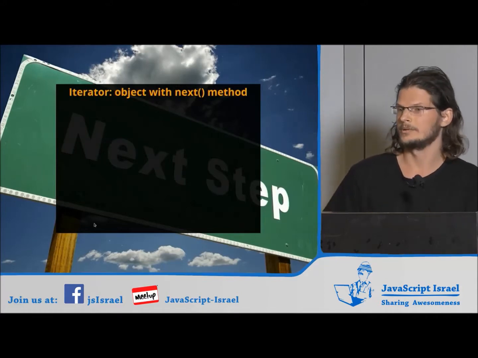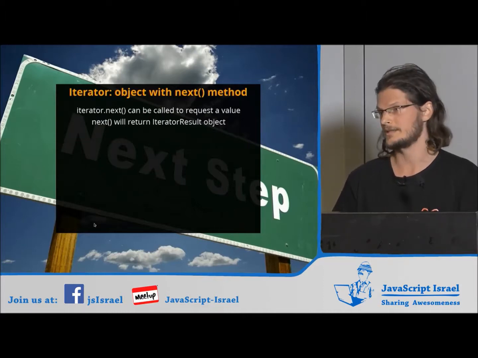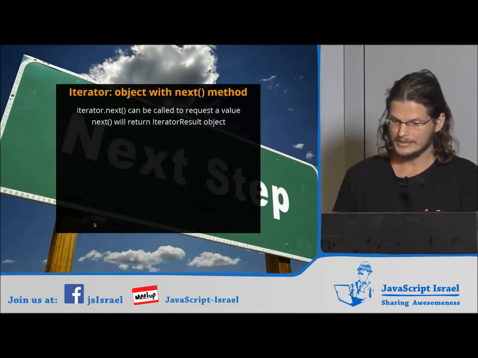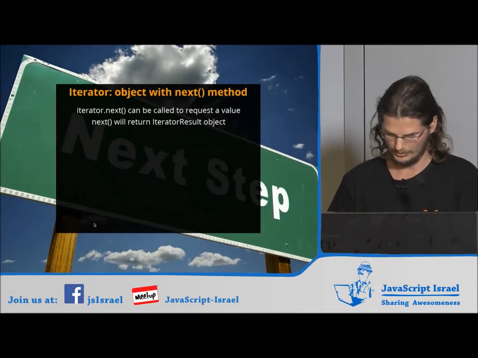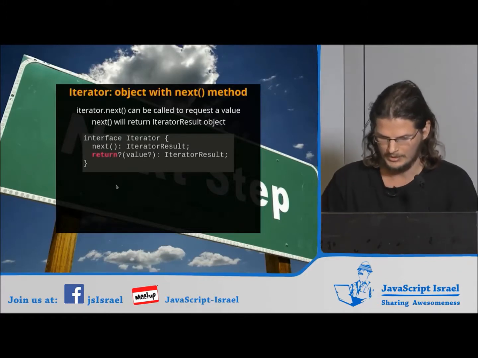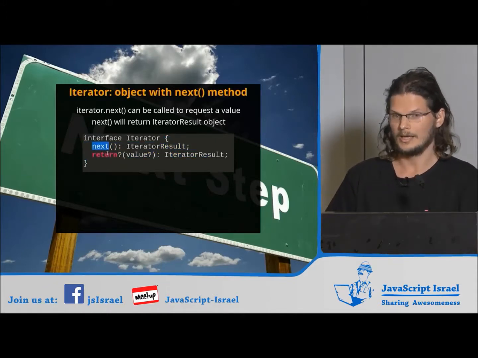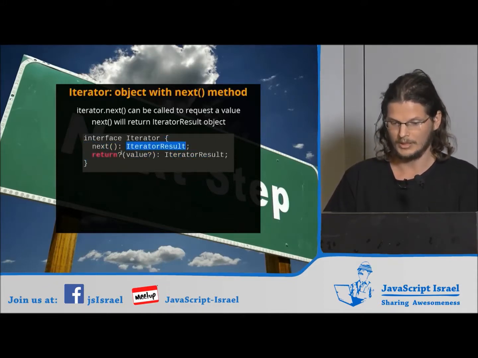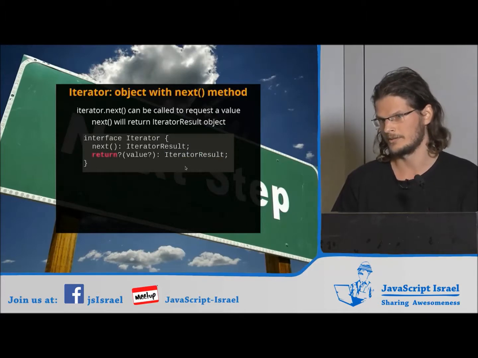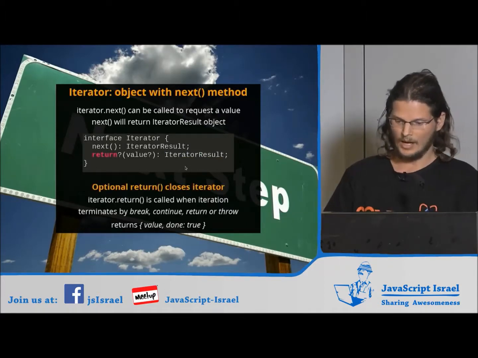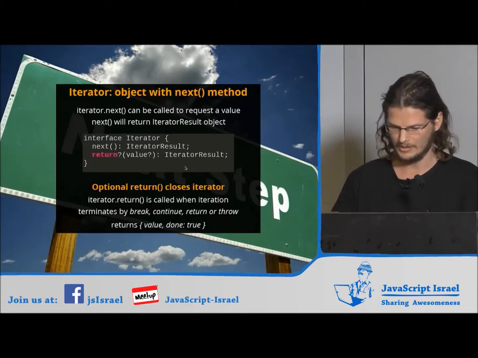So an iterable returns us an iterator, which is simply an object with a next method. Iterator next can be called to request a value, and it will return an iterator result object. This is how it looks in TypeScript notation. Again, it's an object which has a next method which returns an iterator result, and it also has an optional return method which also returns an iterator result. The optional return method closes the iterator. When does that happen? We'll see a few examples soon.